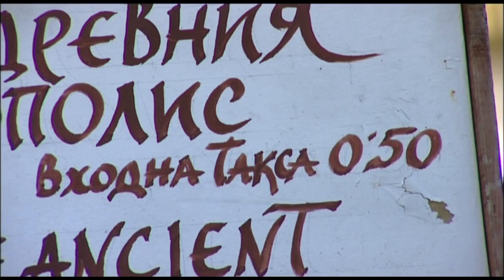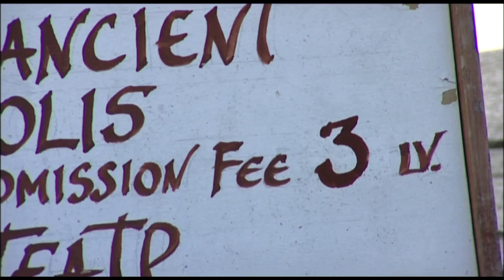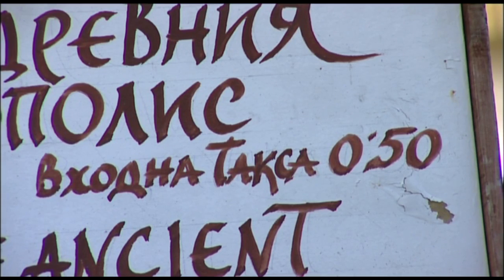If you're a Bulgarian, you pay 50 stotinki. That's maybe 15 pence. If you're a foreigner, you don't pay very much. It's only about £1. But that is 3 leva. That is to say, 6 times the amount a Bulgarian pays.